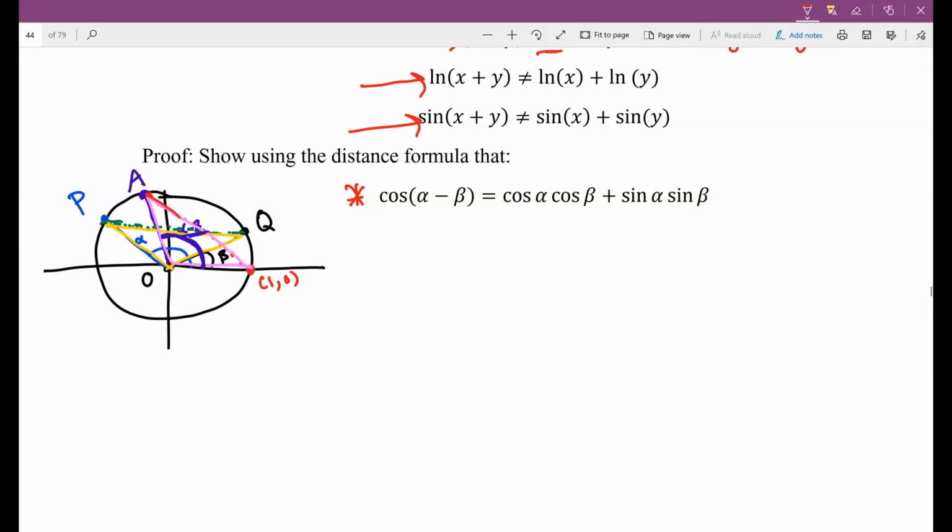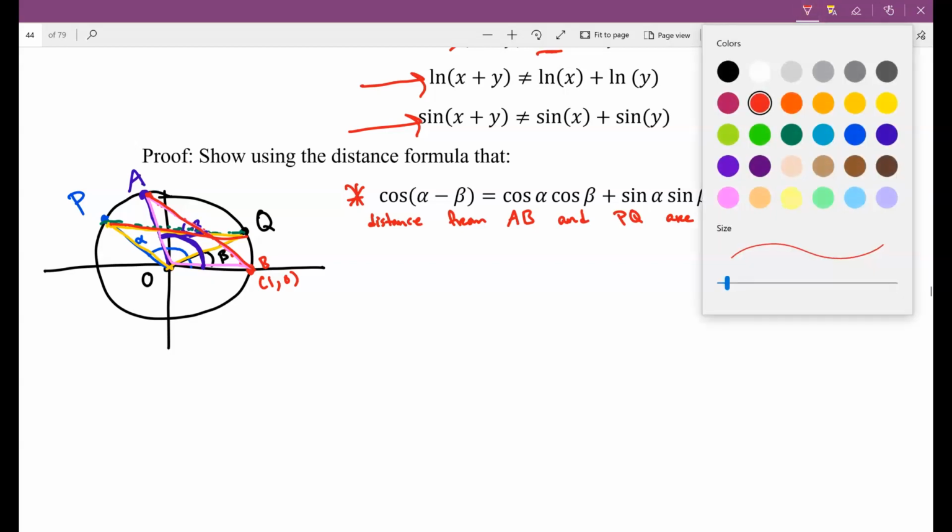from A to, let me label this B, from A to B, and the distance from P to Q are basically the same. So the distance from A to B and P to Q are the same. So what we're going to do is try to calculate what these distances are.